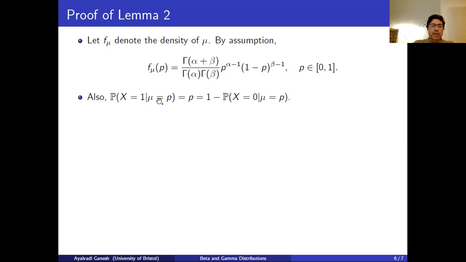And moreover, if I tell you that mu has the value p, then x is Bernoulli mu, so you know that x takes the value 1 with probability p, it takes the value 0 with probability 1 minus p. So this is the conditional distribution of x given a value for mu. X here is the reward on the arm.